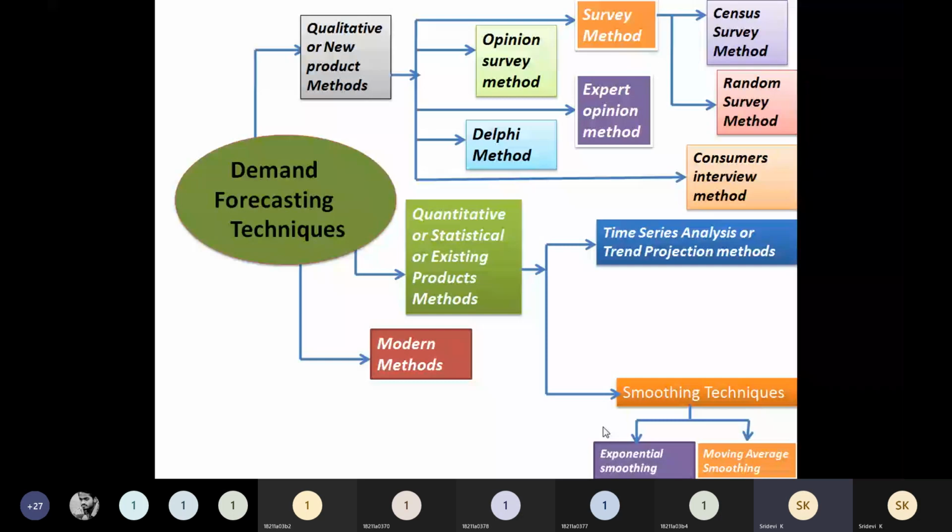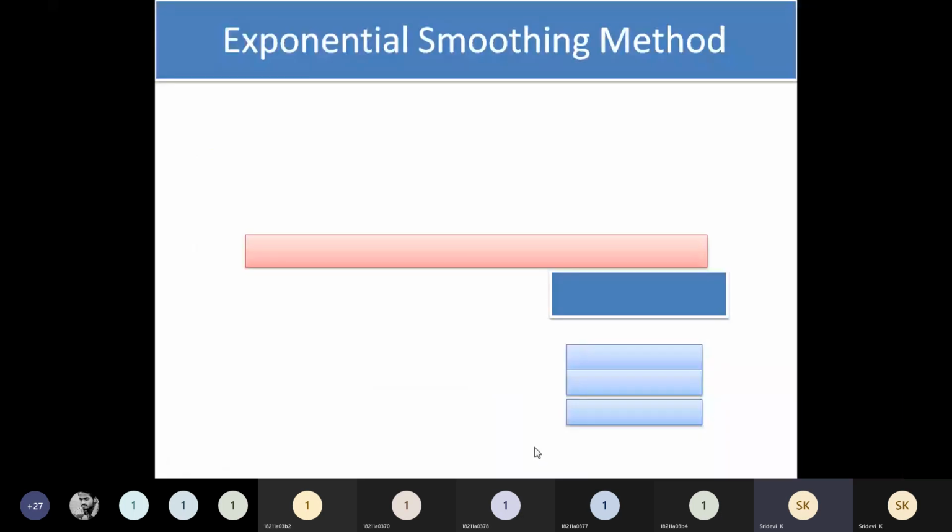The next method in the smoothing technique is exponential smoothing. Exponential smoothing is also useful for short-term demand forecasting. In the moving average, you could not calculate the forecast for the sixth day average sales. But with the exponential smoothing method, we can also expect the sales on the sixth day.